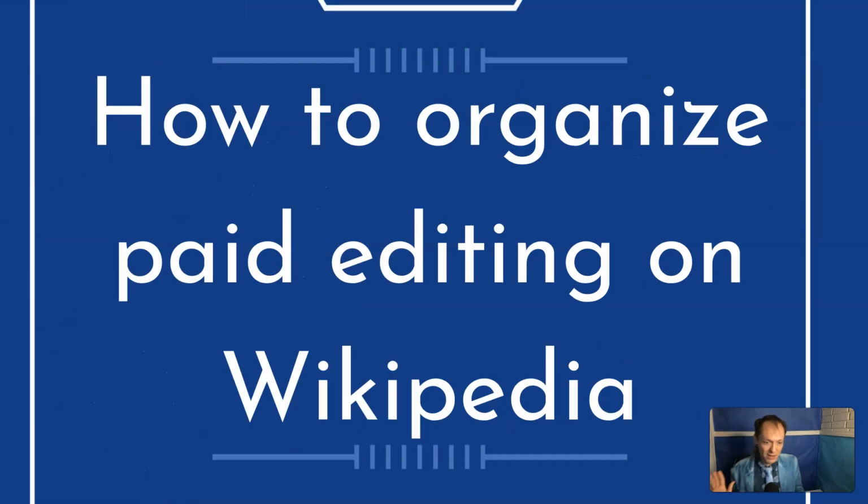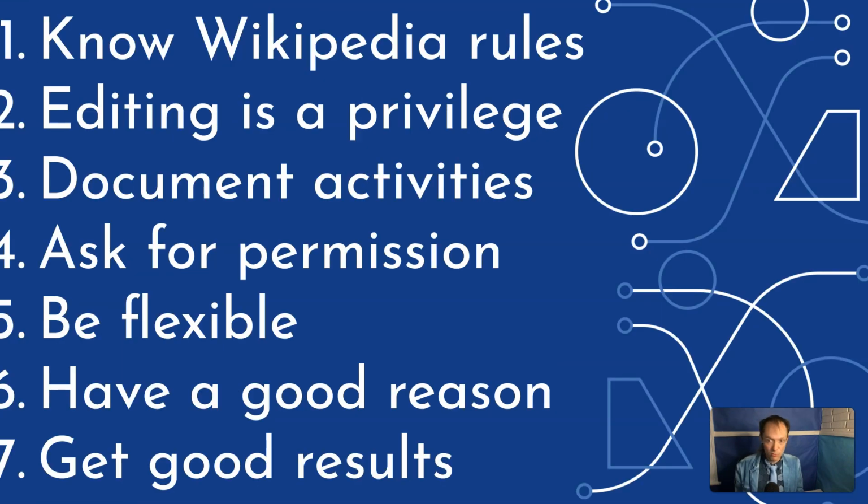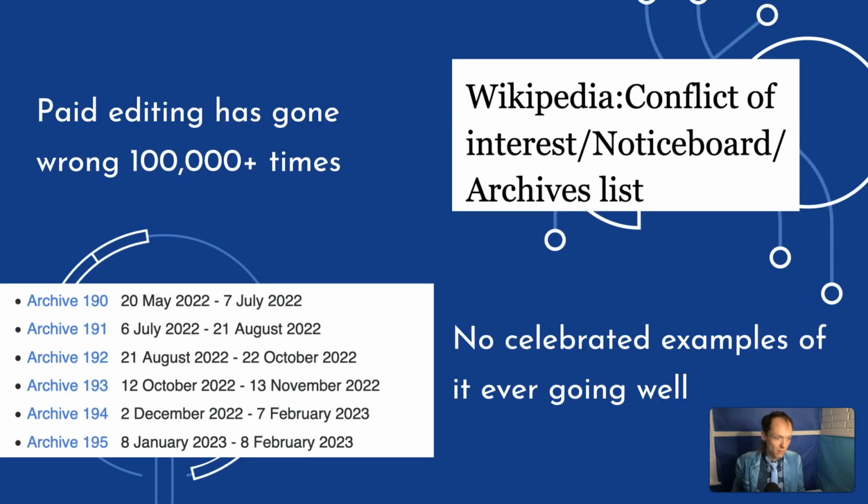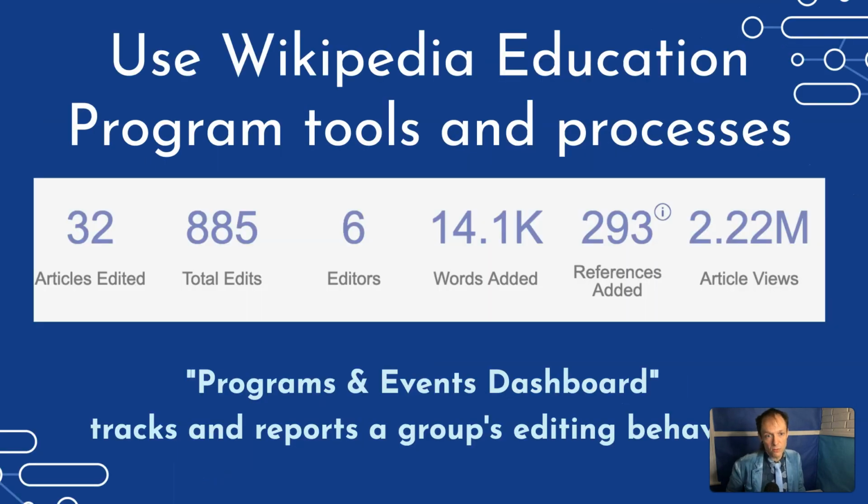If you are going to organize paid editing on Wikipedia, here's how it worked for us. You should know the Wikipedia rules. Editing is a privilege. You do not have the right to do your editing. You do it with permission of Wikipedia editors. Document everything you're doing. Continuously ask for permission. Be flexible if plans change and Wikipedians ask you to do something. Have a good reason why you're doing the paid editing, and you better get good results. There's documentation. You should read all the documentation, all the rules. So many rules, equivalent of hundreds of pages. Go to the notice board where paid editing has gone wrong. You'll find many, many tens of thousands of cases where it's gone wrong. Be aware of those. Use documentation software.